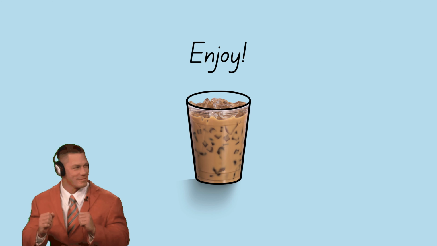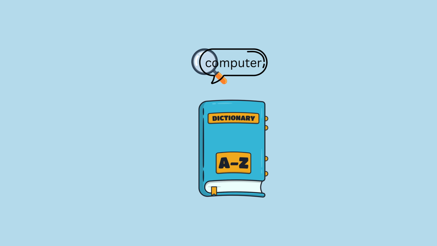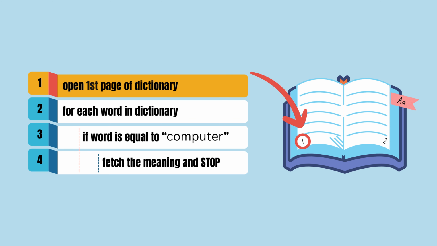Easy, huh? Let's continue with a little bit more complex example. Consider you want to search for the meaning of a word like computer in the dictionary. What possible steps would you follow in this new problem? Here is a simple algorithm for it. Let's go through it step by step. Obviously, you'll have to open the dictionary in the first place.